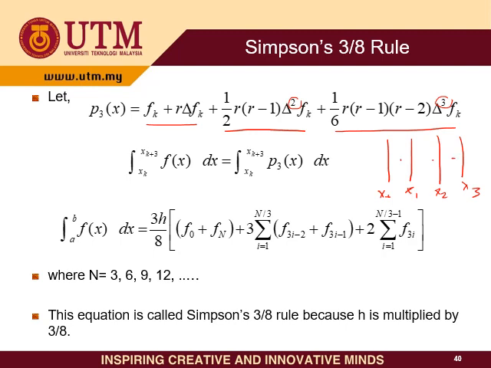trapezoids. Okay, that's why the n is a multiple of 3: 3, 6, 9, 12, 15, 18, 21, and so on. Okay, this equation is called Simpson 3/8 rule because h is multiplied by 3/8. So this is why it is called the 3/8, because h is multiplied by 3/8. Okay, we still have 3 columns, okay, the first one is for your a and b, right?